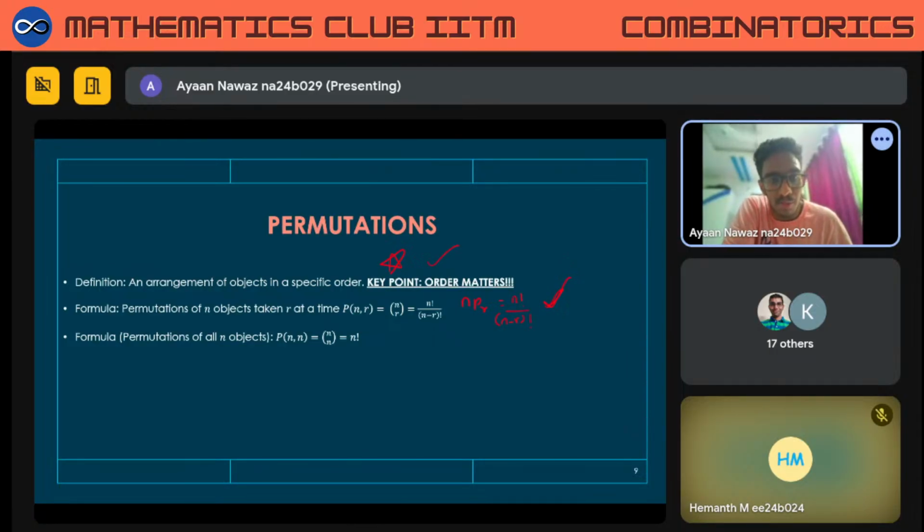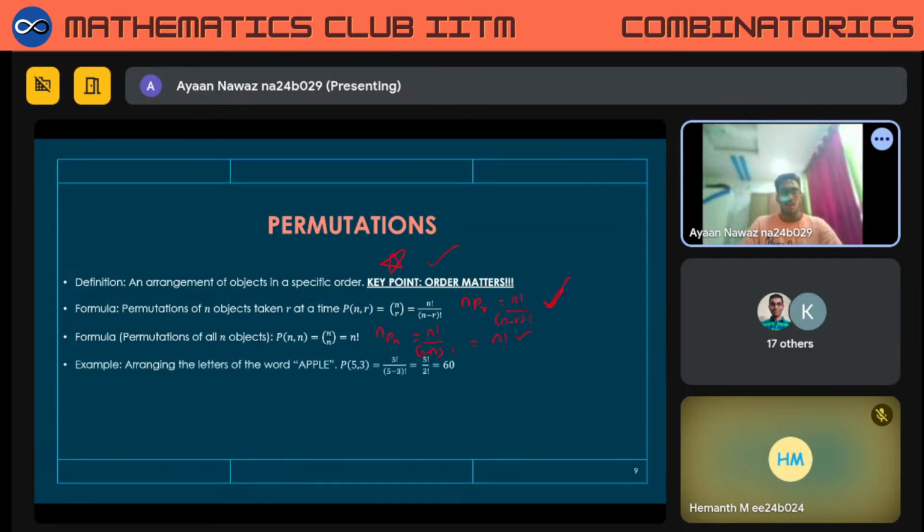Formula. Permutation of all n objects is nPn basically. So nPn is n factorial by n minus n factorial. And by the way, 0 factorial is 1. So it's n factorial itself.